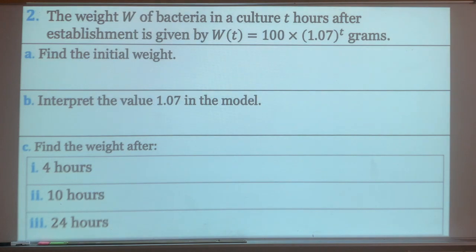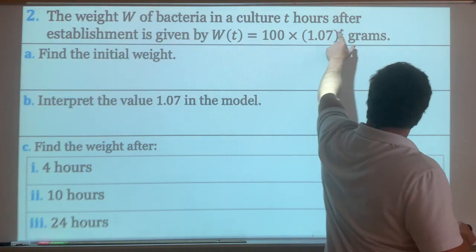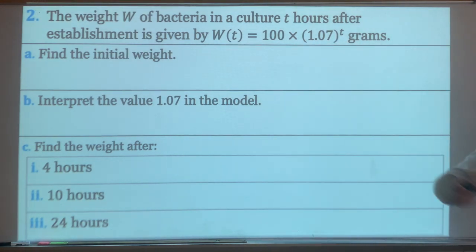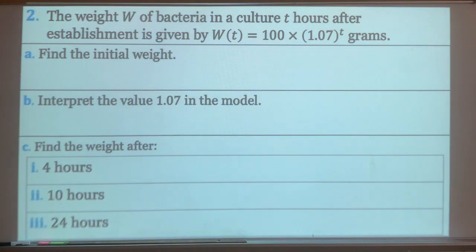The weight of bacteria in a culture t hours after establishment is given by W(t) equals 100 times 1.1 to the t grams. Find the initial weight. So you're doing the same thing we just did with the last problem. We're gonna do a bunch of examples. All right.